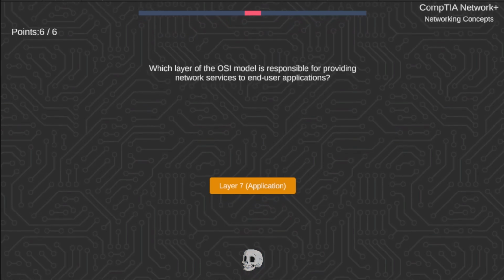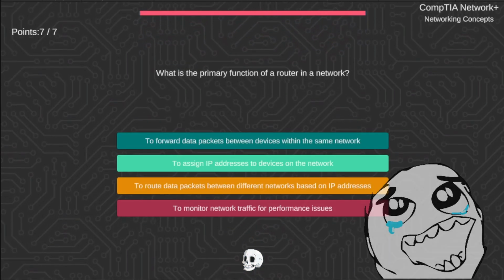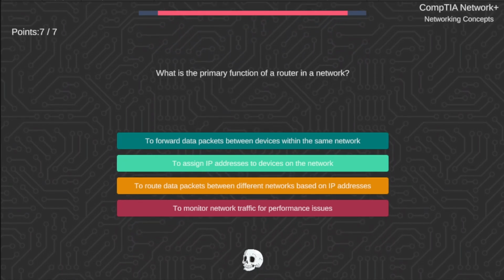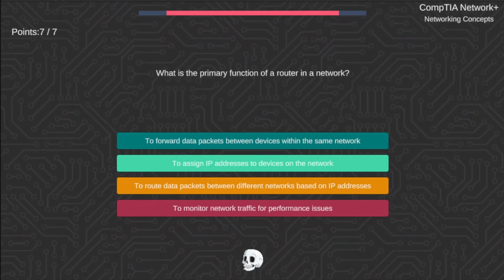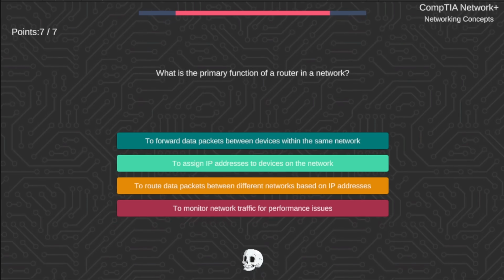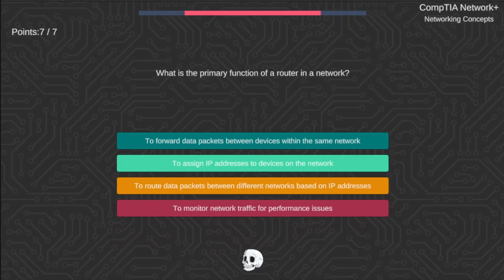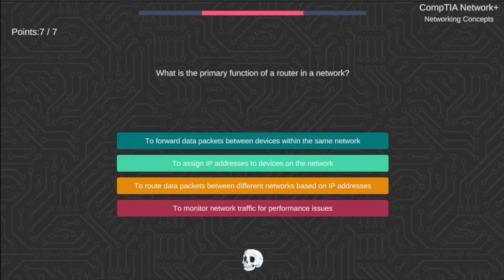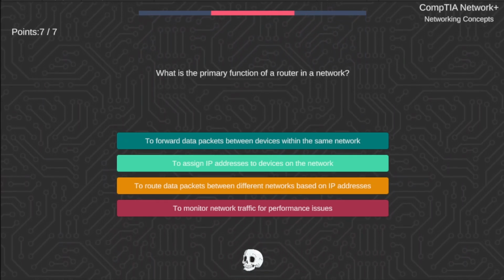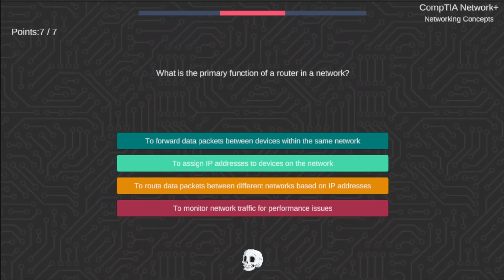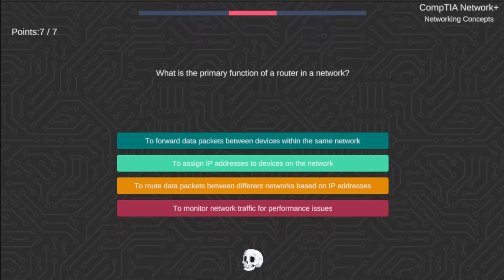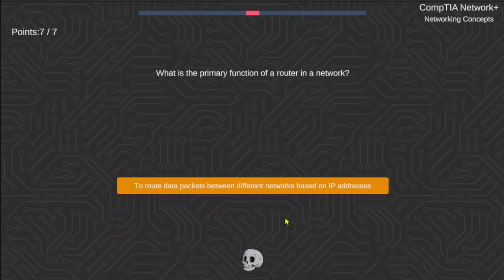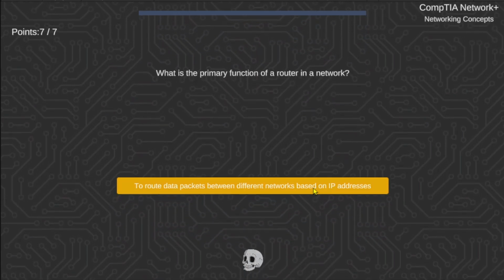Correct answer is Layer 7 application. What is the primary function of a router in a network? To forward data packets between devices within the same network, to assign IP addresses to devices on the network, to route data packets between different networks based on IP addresses, or to monitor network traffic for performance issues. The primary function of a router in a network? Correct answer is to route data packets between different networks based on IP addresses.